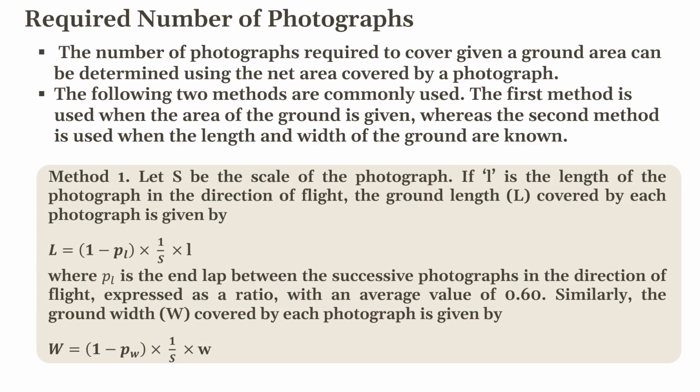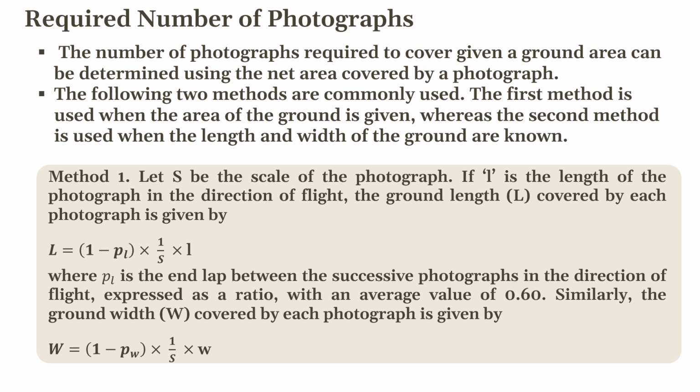Method 1: calculating the number of photographs using ground area. This involves a step-by-step process. So, the first is the scale of the photographs, which is mentioned as capital A. This is a key factor. The scale tells you how much ground area each photograph covers.